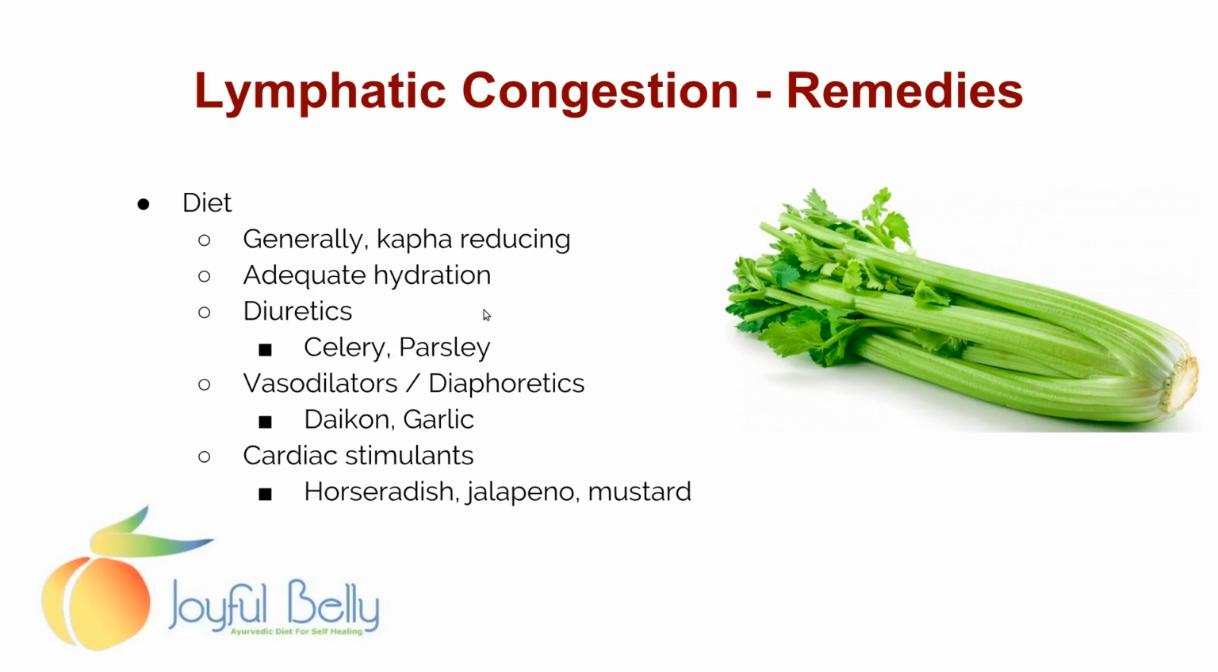Diuretics like celery and parsley are really good to flush your fluids. Vasodilators and diaphoretics improve blood flow, which improves the flow of the lymphatic system. So there I'm thinking daikon and garlic are two great food vasodilators. And then you have your cardiac stimulators to get the pump moving: horseradish, jalapeno, and mustard.